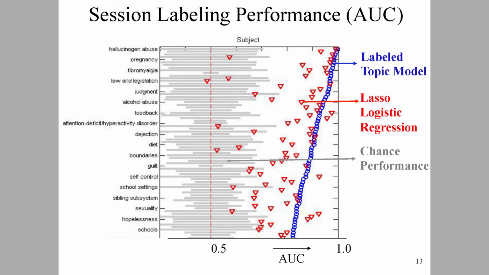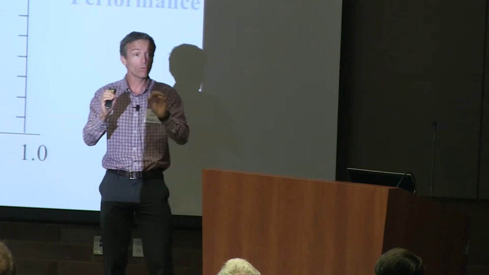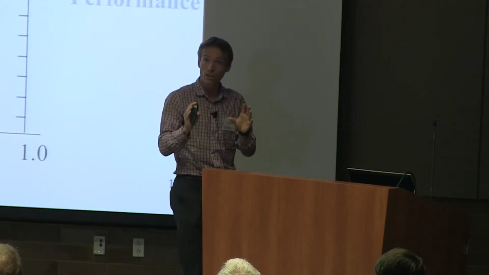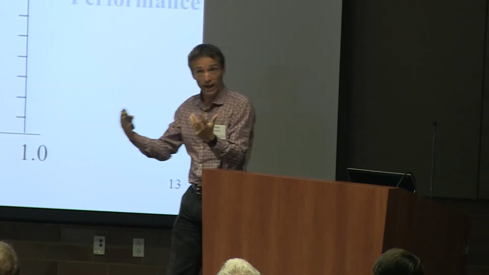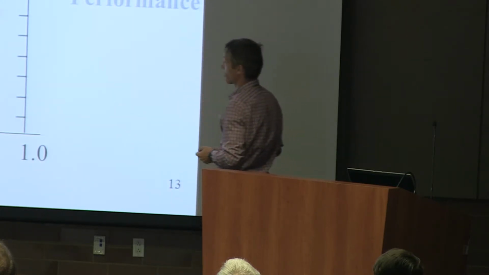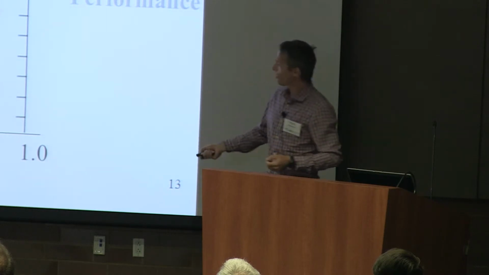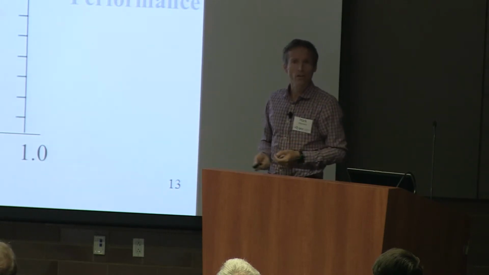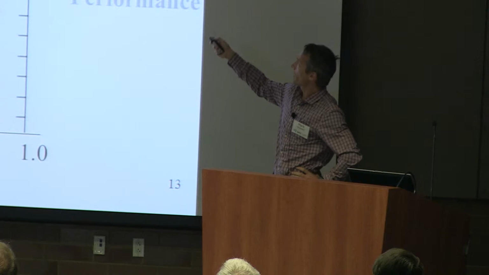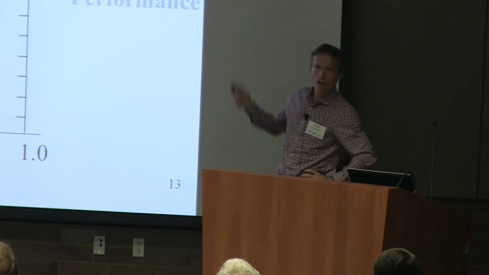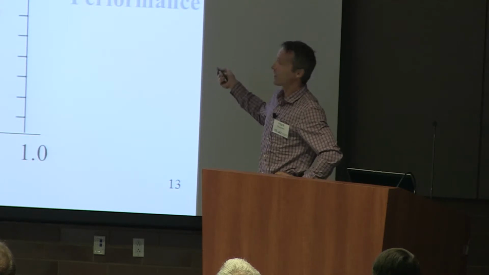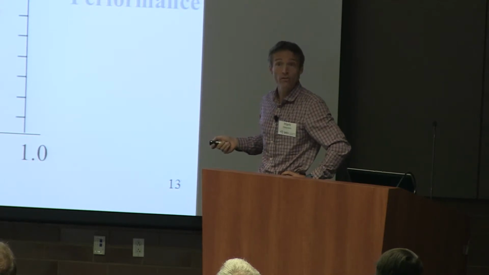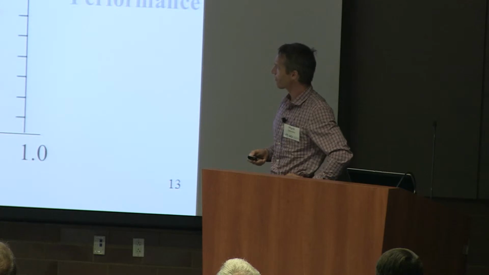This is a busy slide. The details don't really matter here. We can use the model to annotate new sessions, sessions that the model has never seen before. And the goal of the model here is to come up with a set of labels that accurately describes the session. The model's performance here is measured by AUC, the area under the curve. The point that I just want to make is that the label topic model performs fairly well, and somewhat surprisingly performs better than standard discriminative machine learning techniques like logistic regression.